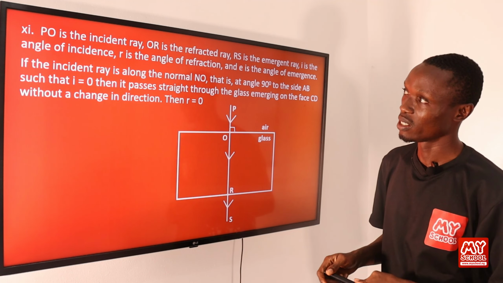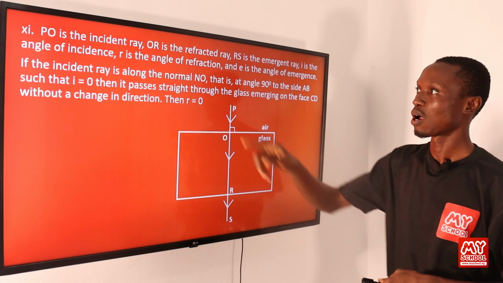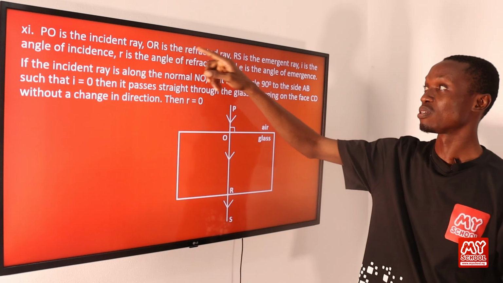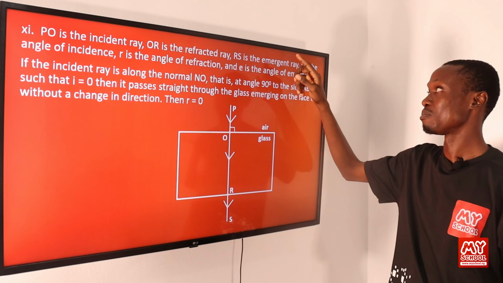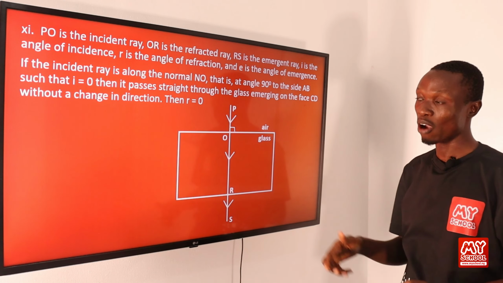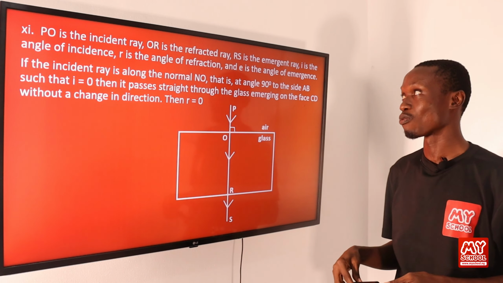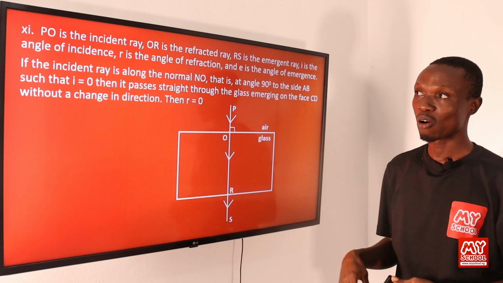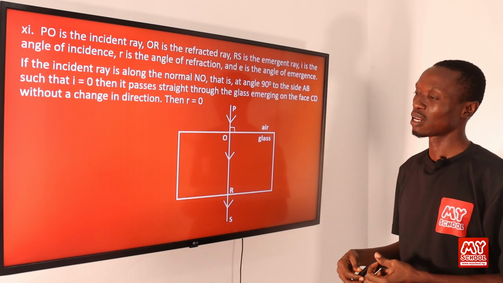So PO is the incident ray, OR is the refracted ray, RS is the emergent ray, then i is the angle of incidence, r is the angle of refraction, and e is the angle of emergence. Right, now let's move on.